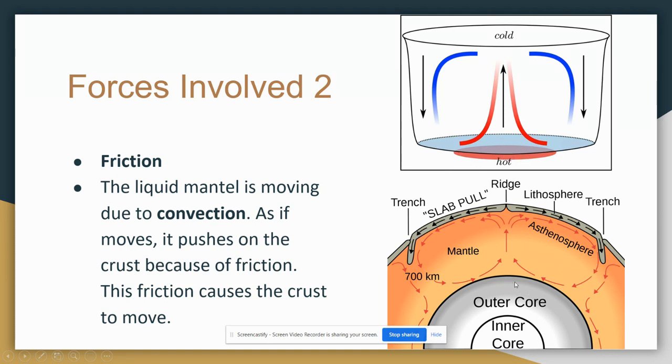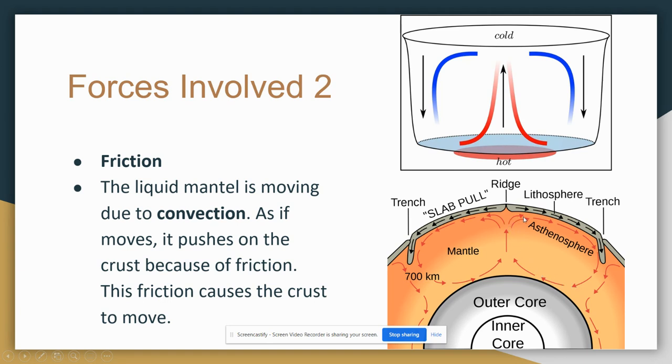So in the Earth's case, the inner core and outer core are really hot because they're creating heat due to radioactivity and have stored built up heat from eons past. Well, the liquid mantle gathers heat from the core and then circulates in these convection currents because the hot material wants to rise and the cold material wants to sink.